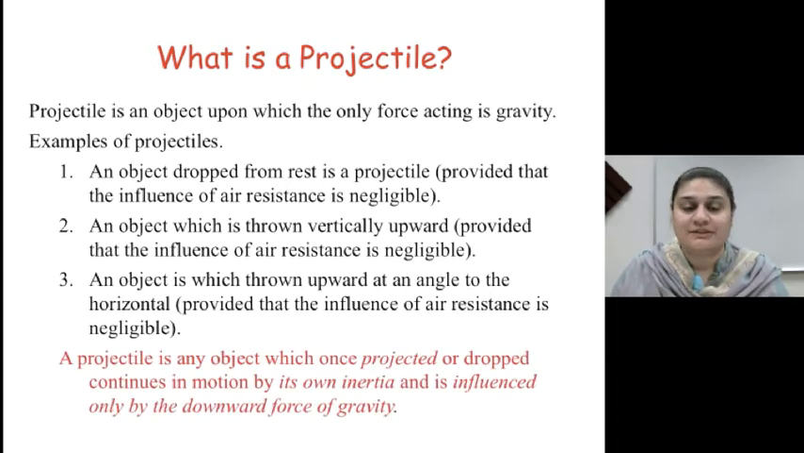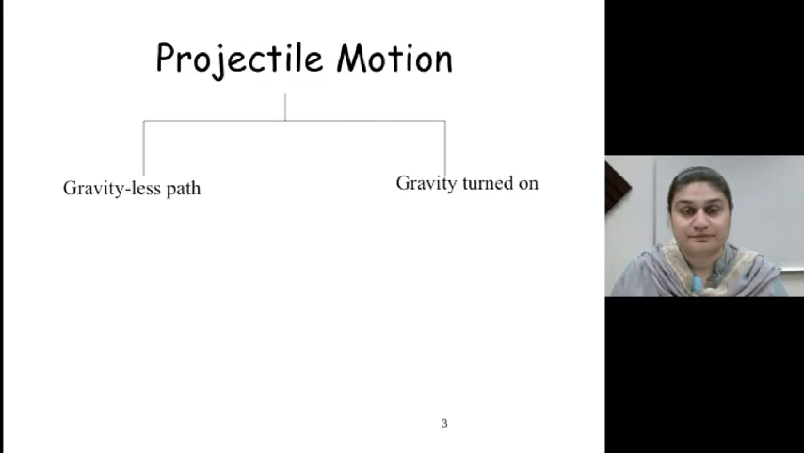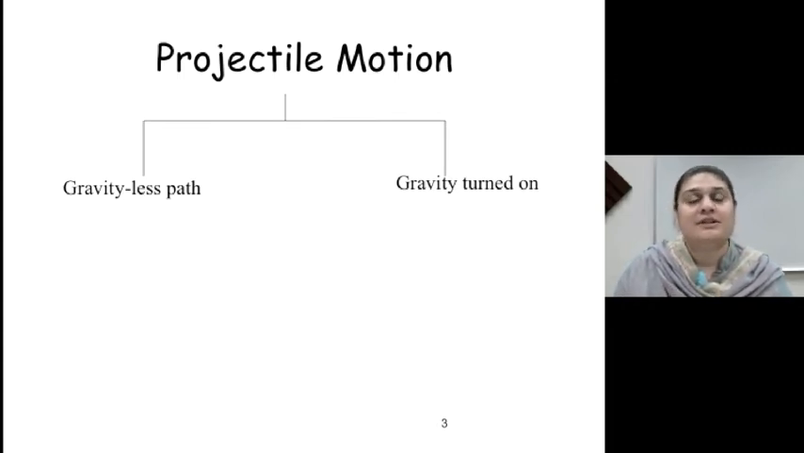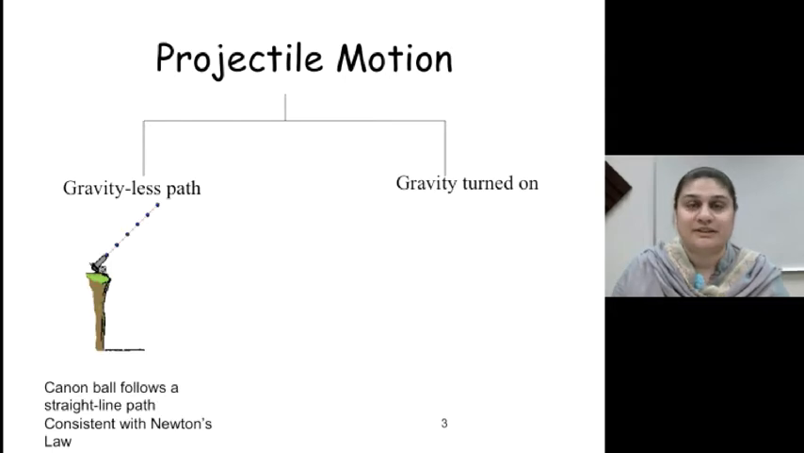So a projectile is any object which, once projected or dropped, continues in its motion by its own inertia and is influenced only by the downward force of gravity. So when we talk about projectiles, the most important thing to recognize in it is the force of gravity that is attracting it towards itself. So let's consider first the case of a gravityless path.